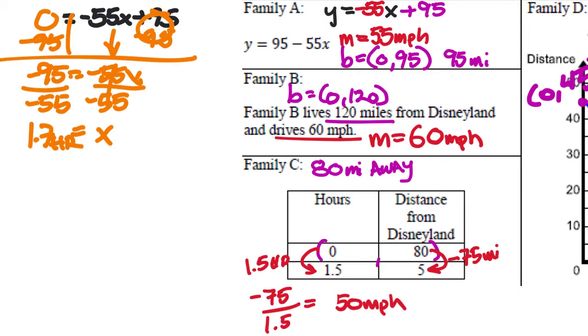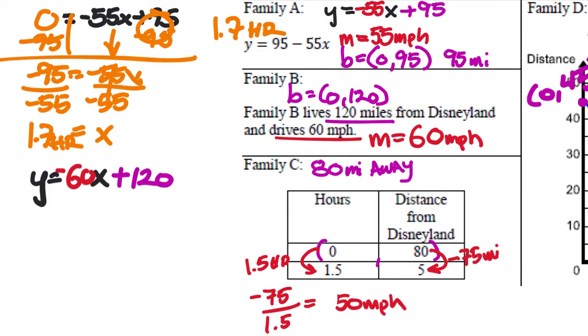So that's family A. It's going to take them 1.7 hours to get to Disneyland. Family B, I can do the same thing, because we have the slope and the y-intercept on this one. The slope was 60 miles per hour. You can even put negative 60 to show they're getting closer. And they're starting at 120 miles away.